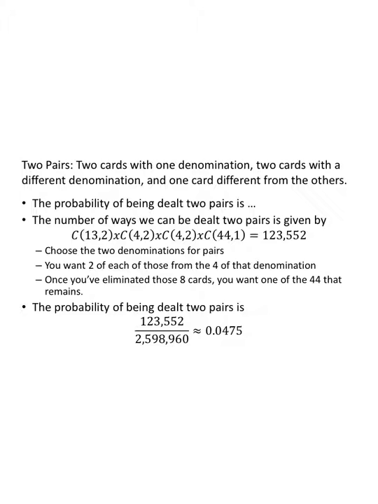123,552 possible ways that we can be dealt 2 pairs. And the probability is then the number of favorable outcomes, 123,552, divided by the size of the sample space, 2,598,960, which will give us about 4.75%. So, 1 out of 20 times, you're going to be dealt 2 pairs if you play poker enough.